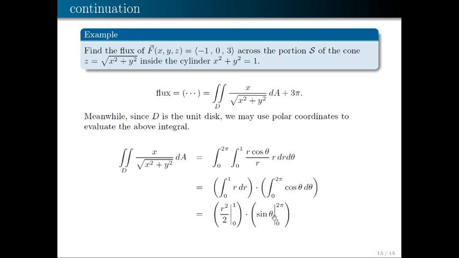So 1/2 times 0 is simply 0, meaning that the total flux of F across our surface S is 0 plus 3 pi, or simply 3 pi. So there you have it. So this is the end of today's lecture.